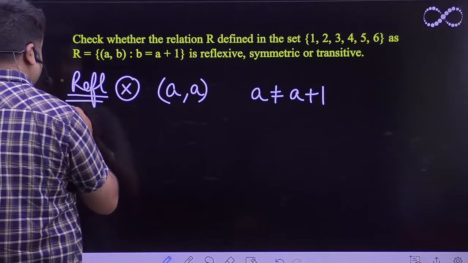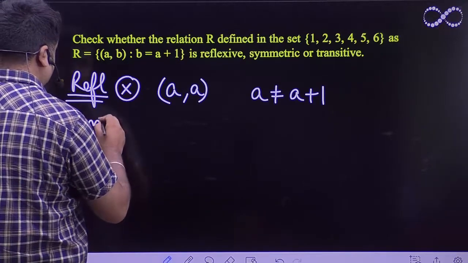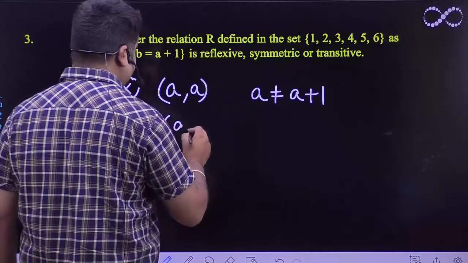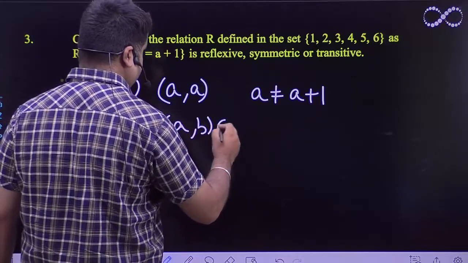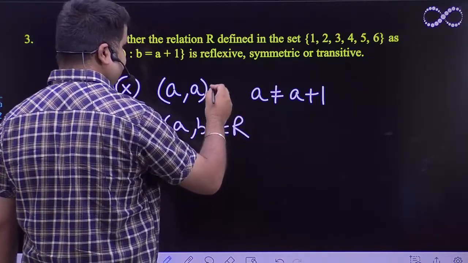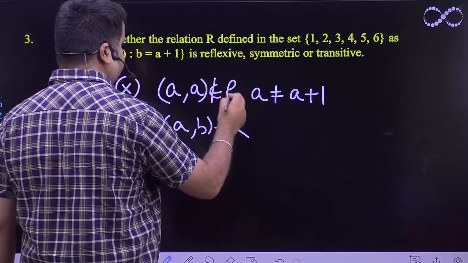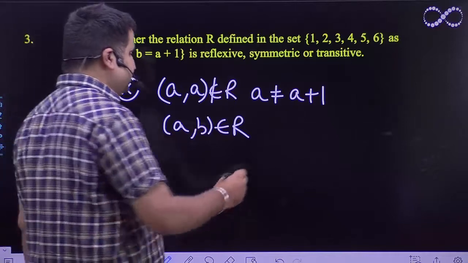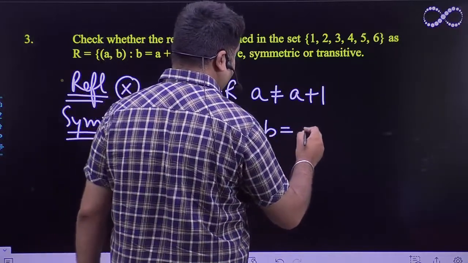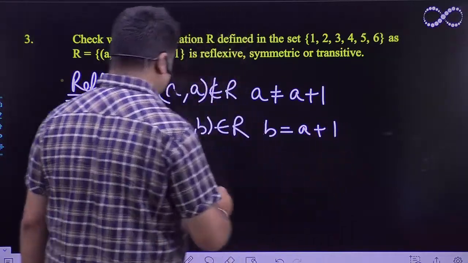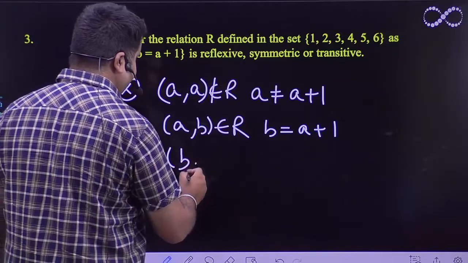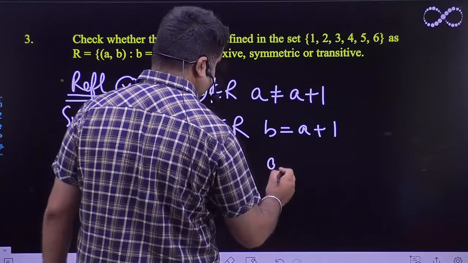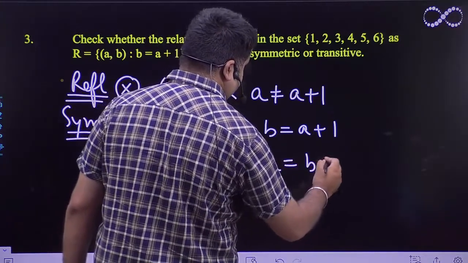Now we'll check for the symmetric relation. So if (a, b) is present, in this case (a, a) did not belong to R, therefore this was not reflexive. For symmetric, if (a, b) is present, then b is equal to a + 1. And if we check for (b, a), then this will not be true.